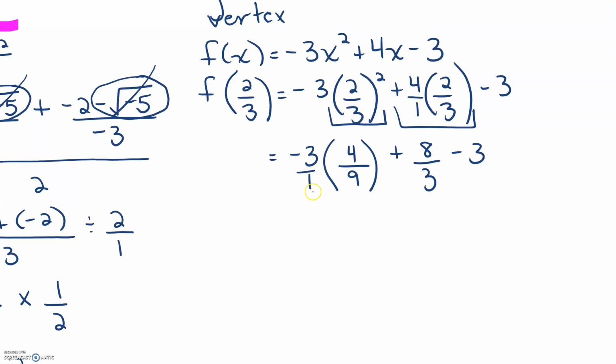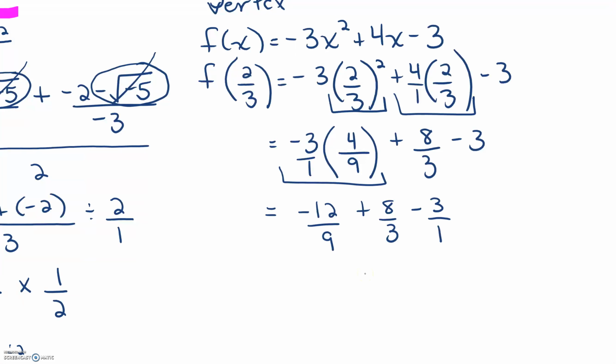Now I can multiply this fraction if I put it over 1. -3 times 4 is -12. 1 times 9 is 9. Remember that I want to put the -3 over 1 so that when I add these fractions, it'll be easier. So I can't just add these fractions as is. We need a common denominator. That common denominator will be 9.